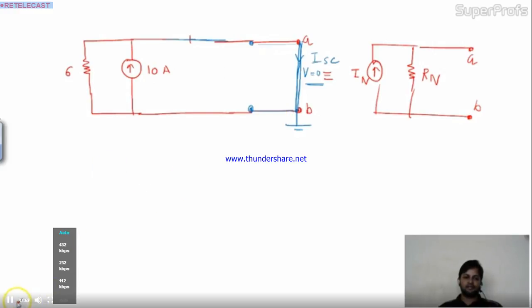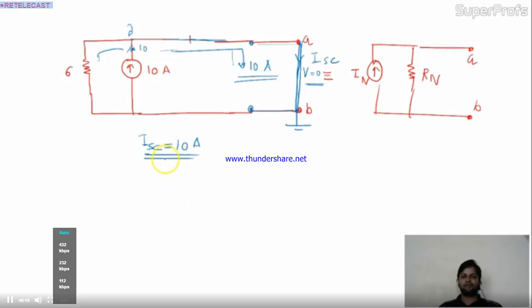Now see this circuit, the beauty of this circuit. Here the 10 ampere current is coming at this point. Here I have two paths. One is the 6 ohm resistance, one is the short path. And I told you earlier, the current will always follow the short path. So the entire 10 ampere current will come over this. So ISC is nothing but 10 ampere. Is it okay to you people? So your IN is nothing but 10 ampere.